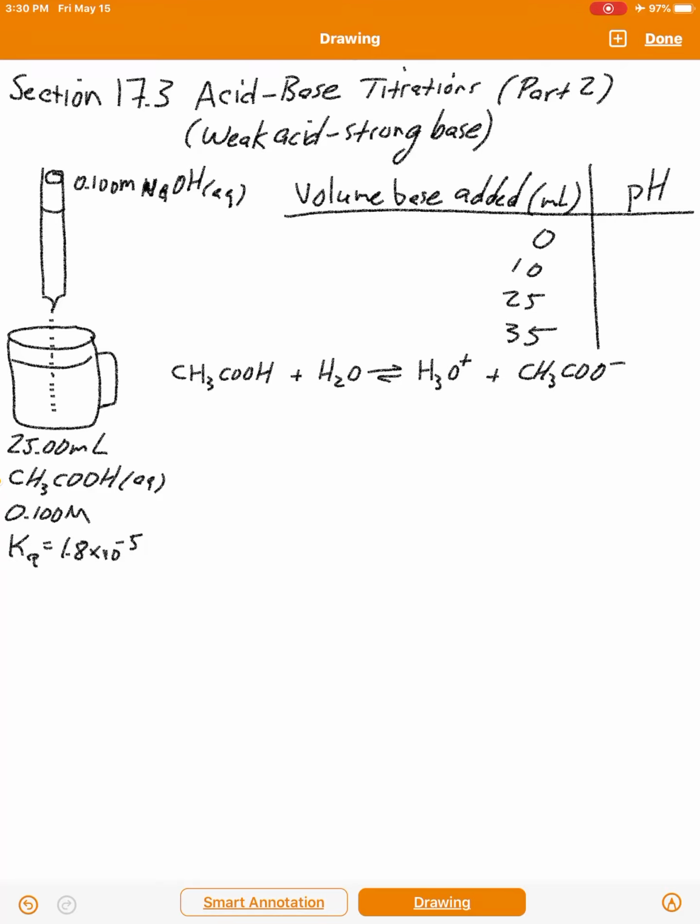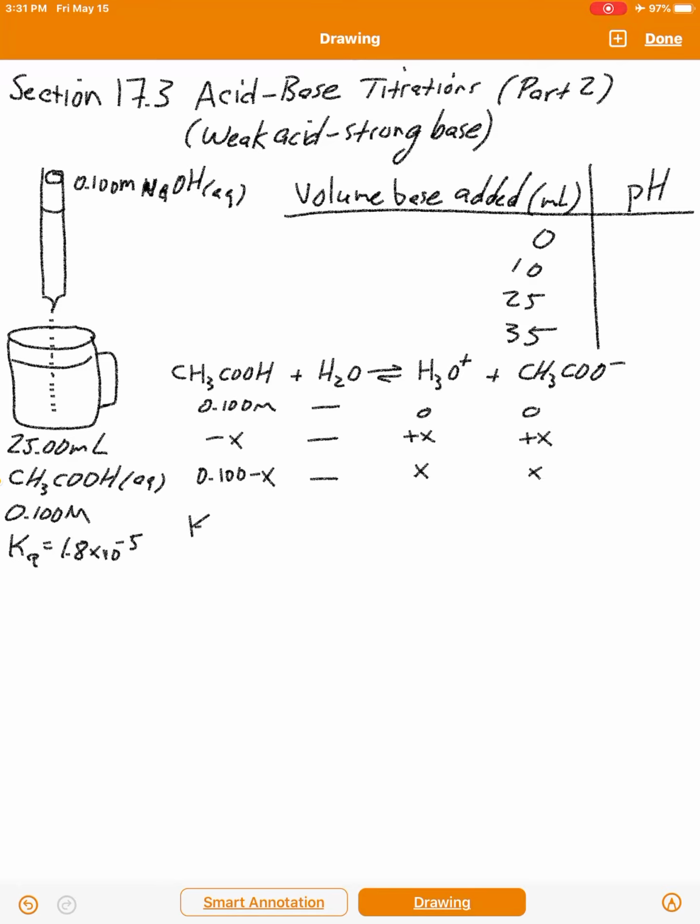Okay, the initial concentration of acetic acid is 0.100. Water is a liquid. The initial concentrations of the products are 0. Q is 0 because the concentrations of the products are 0, which means that Q is less than K, so the reaction will proceed to the right. Plus X on the product side. And at equilibrium, we have 0.100 minus X for the acetic acid, and then X for each of the products.